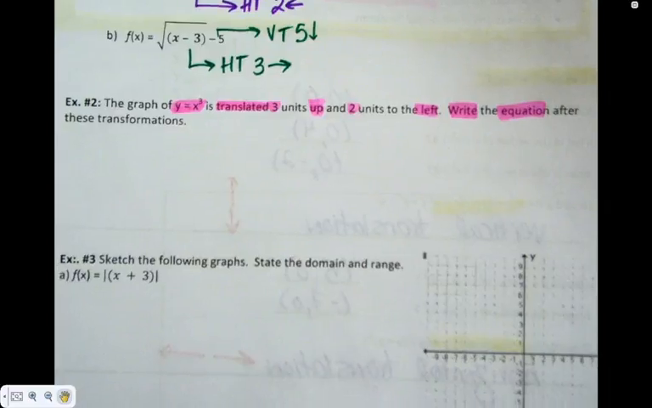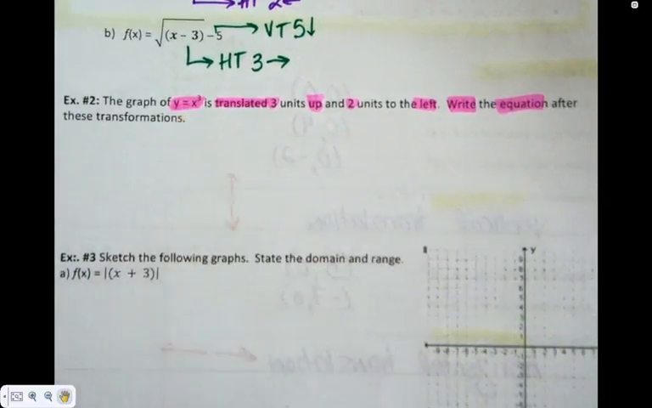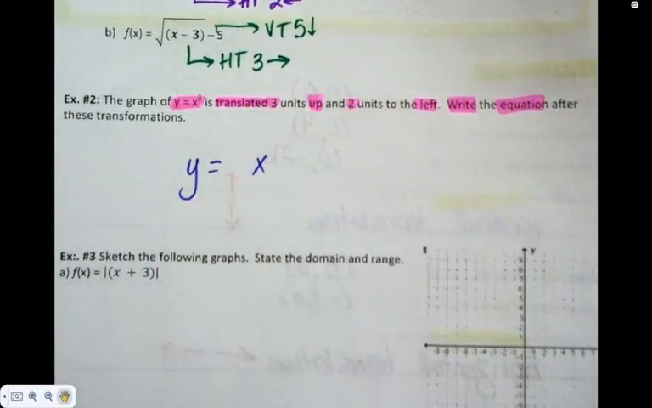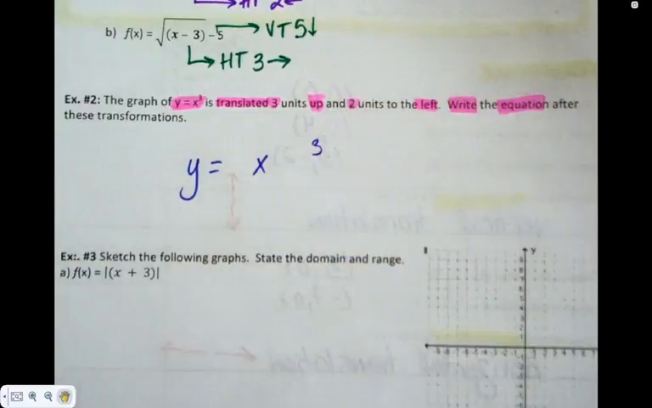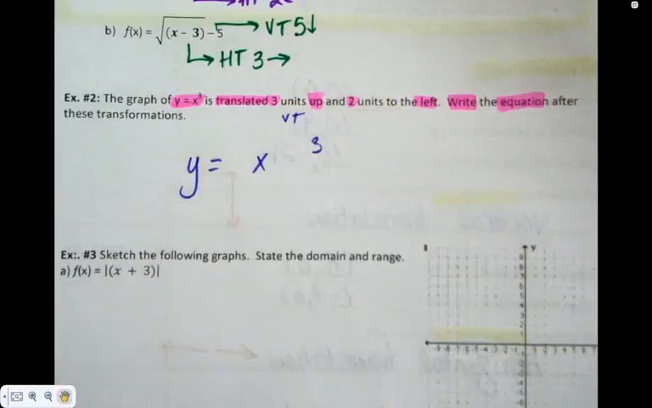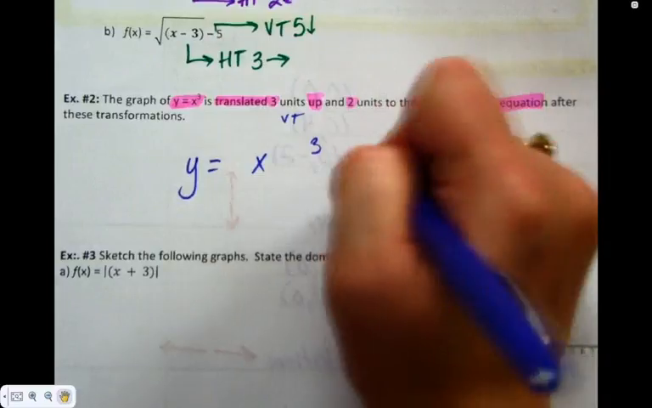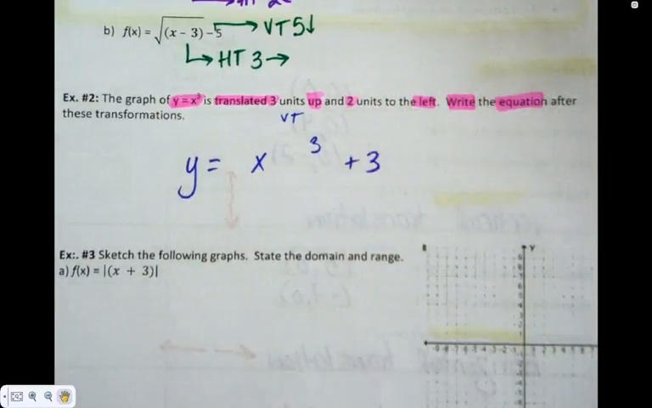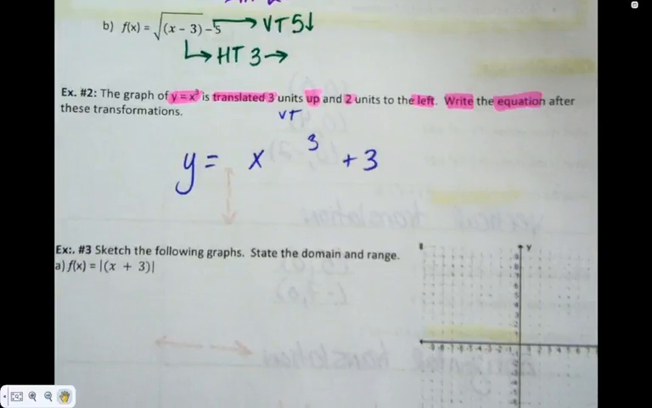They're asking us for an equation. What they're asking us to do is take this guy and write it with the translations. So I know I'm going to keep the y. I know I'm going to have an x in there somewhere, and I know I have to have a cubed. We just need to fit those numbers now where they need to go. If it is up, is that horizontal or is that vertical? That is a vertical translation. Does the number go inside brackets or outside brackets? Outside, so I'm going to add it on to the end. How did I know it was +3 and not -3? Because it's up, and up means the number has to be positive.